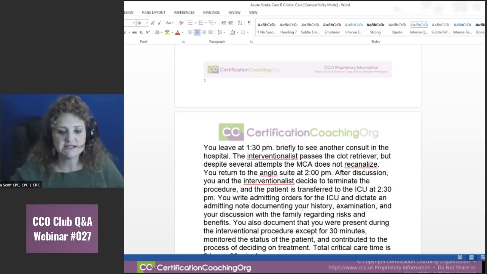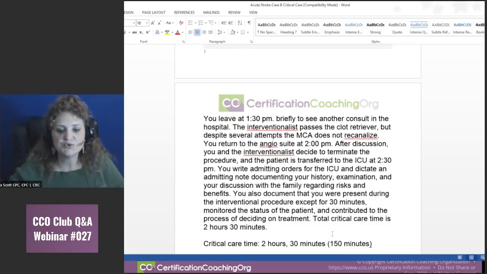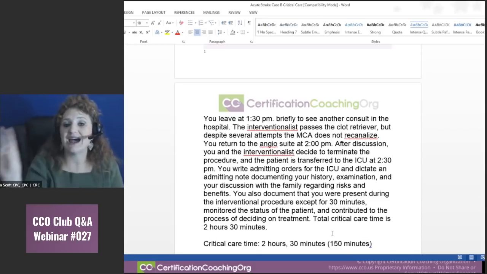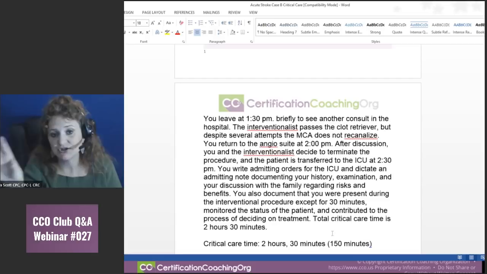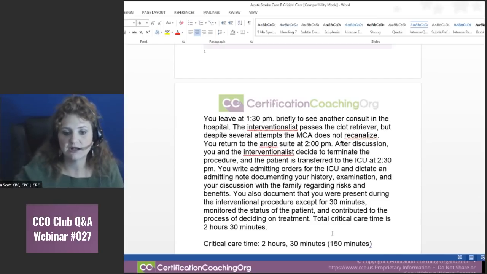You write the orders for the ICU. You do the dictation. You also document that you're present during the interventional procedure for the entire time, except for 30 minutes. So you stated how long you were there and monitored the status, and you were part of the contributing factors that decided the treatment. So your critical time is 2 hours and 30 minutes. Now, it would have been 3 hours if you had not stepped away for 30 minutes. So you can't count that, right? So 2 hours and 30 minutes, which is 150 minutes total, right?